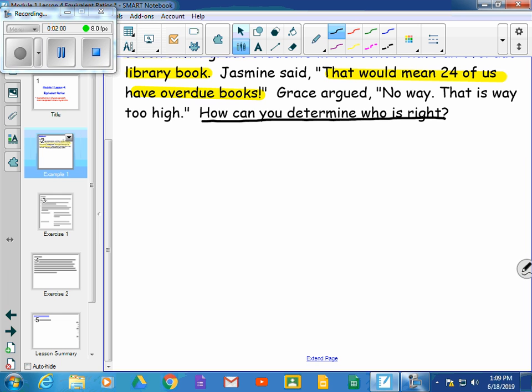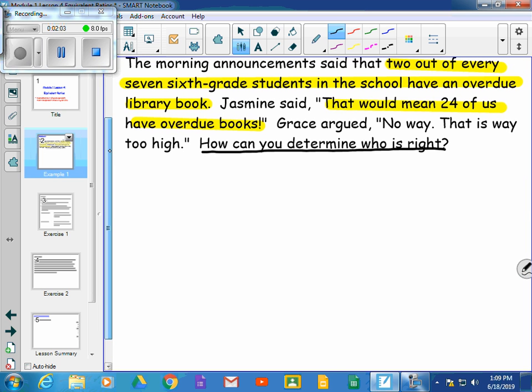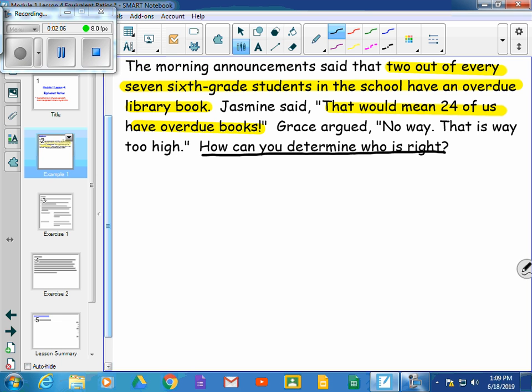Now I'm going to show you how we can work this using the tool that we already learned, a tape diagram, and then I'm also going to show you another tool called equivalent ratios. We have a ratio of 2 to 7. So 2 out of every 7 6th grade students have an overdue library book. So I'm going to label this top one overdue and not overdue. 2 out of every 7. Now I know we said 2 to 7 is our ratio, but if we're talking a tape diagram, we've got to look at the parts.